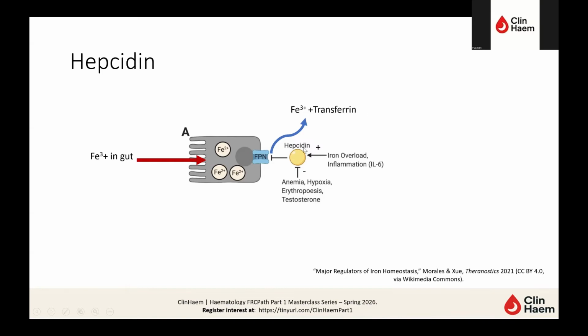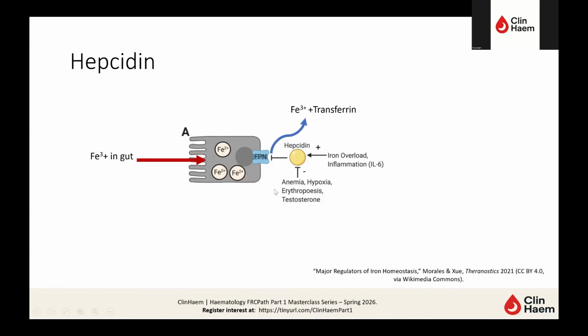So what increases hepcidin decreases iron absorption. So iron overload increases hepcidin, and inflammation increases hepcidin levels. Of course, anemia and hypoxia are going to downregulate hepcidin.